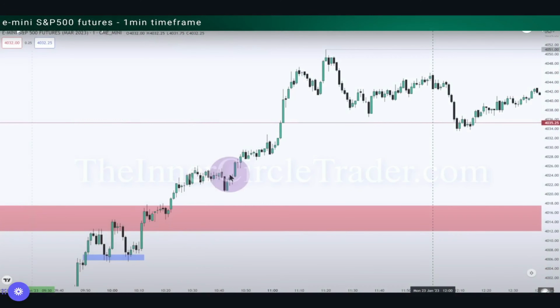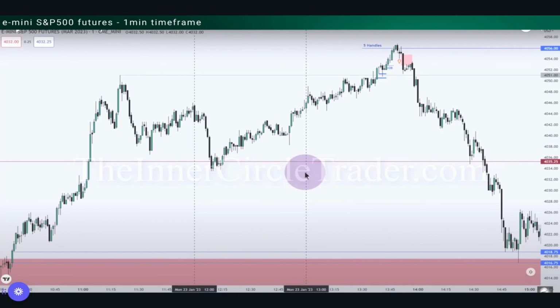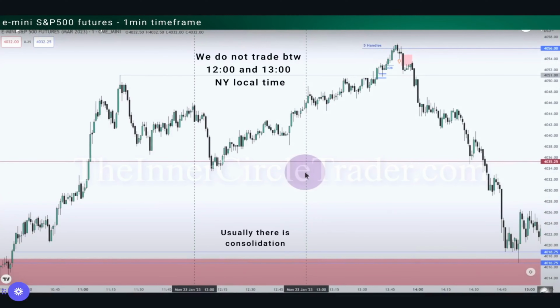So now, zooming out and looking at the price movements after that, we see this chart. As you know, guys, here you can see that between 12 and 1 p.m. New York local time, ICT put some vertical lines, and I know that you already know what's coming. Between 12 and 1 New York local time, we do not trade. Usually in those times there is consolidation.